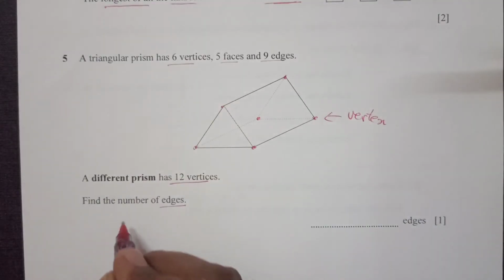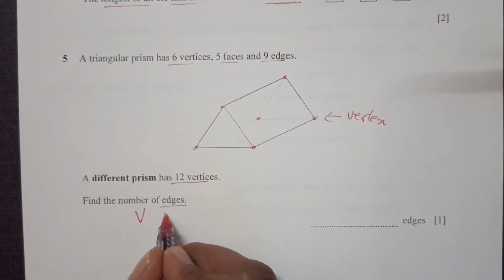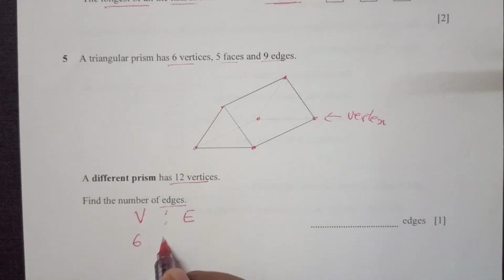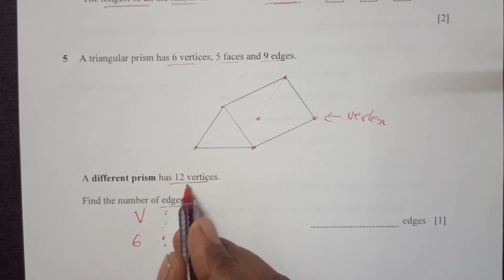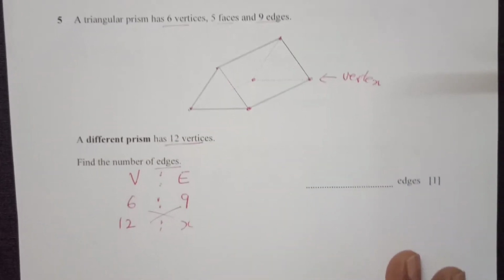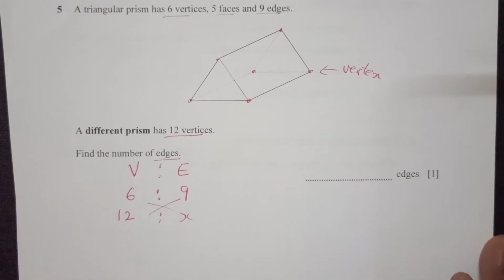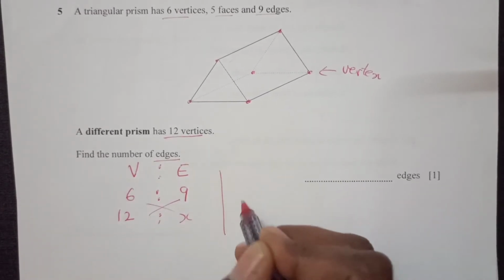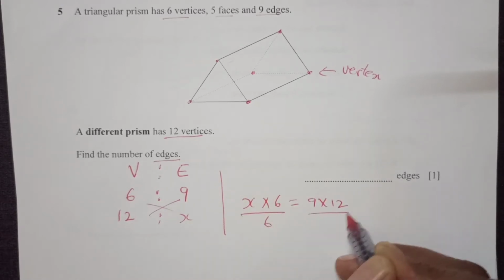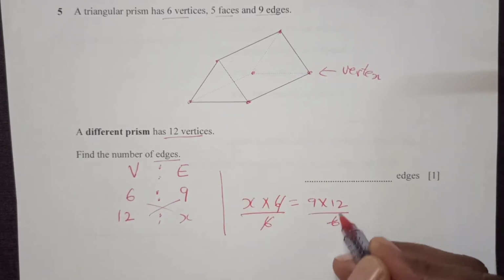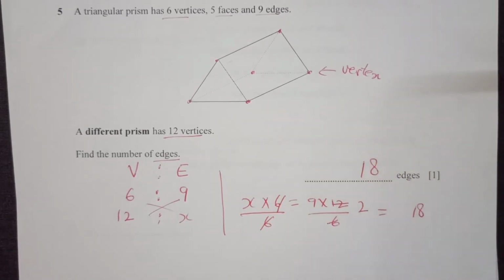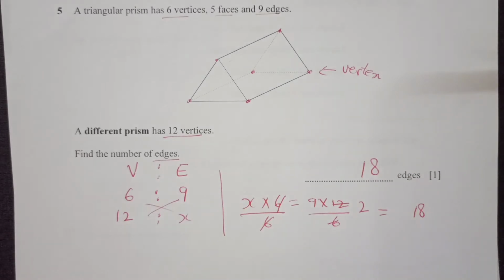Now you see we can take the ratio of vertices and edges, right? Vertices 6, then edges are 9. If vertices are 12, how many edges will we have? Just cross multiply. We get x times 6 equals 9 times 12. Divide by 6, divide by 6. This 6 is gone. 9 times 2 is 18. So the final answer is 18 edges.